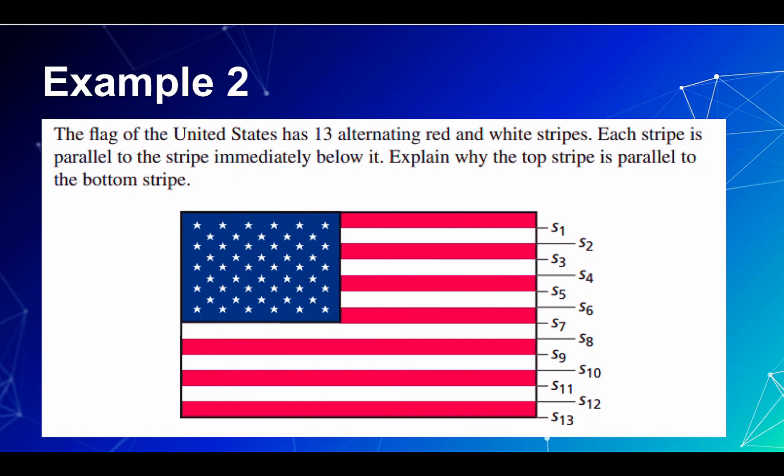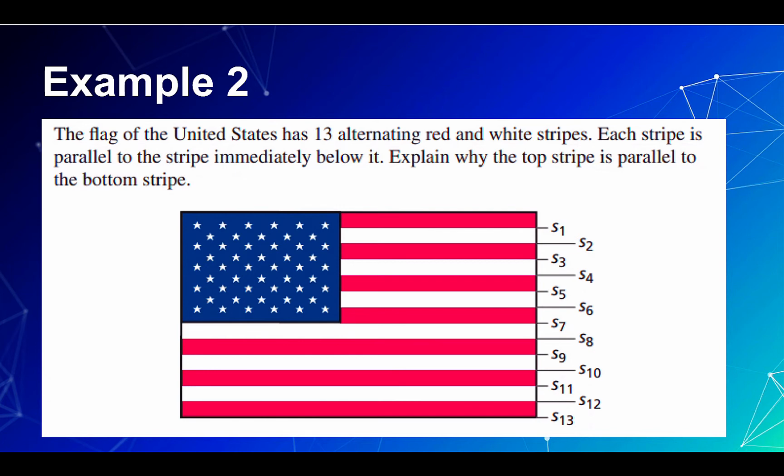Example 2. The flag of the United States has 13 alternating red and white stripes. Each stripe is parallel to the stripe immediately below it. Explain why the top stripe is parallel to the bottom stripe. So that's where we're going to use the transitive property of parallel lines.